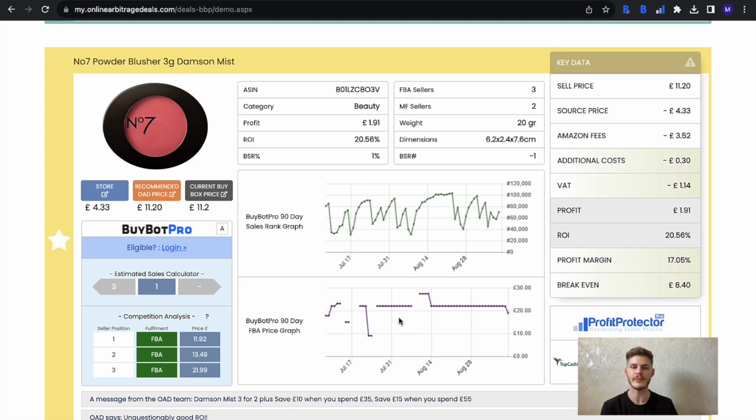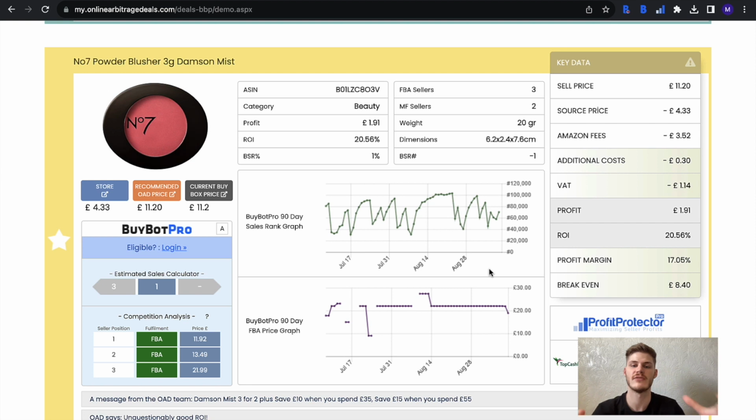So for every item, you'll have the BuyBot Pro 90-day sales rank graph and the BuyBot Pro 90-day FBA price graph. Now, let's take a look at the top one to start with. So the sales rank, the BSR for the item, is basically how it's fluctuated over the last couple of months, so in recent time, which is very important as that is going to be the most relevant data to use in order to understand how the item is doing now and how it's going to do later down the line. So along the side here, you have BSR numbers, and along the bottom, you've got your time frame.